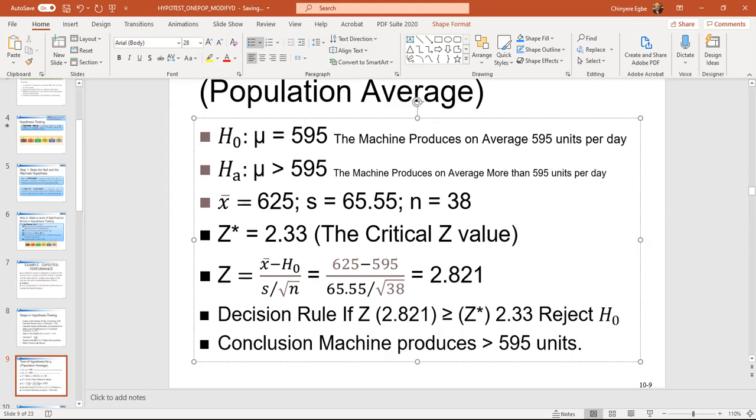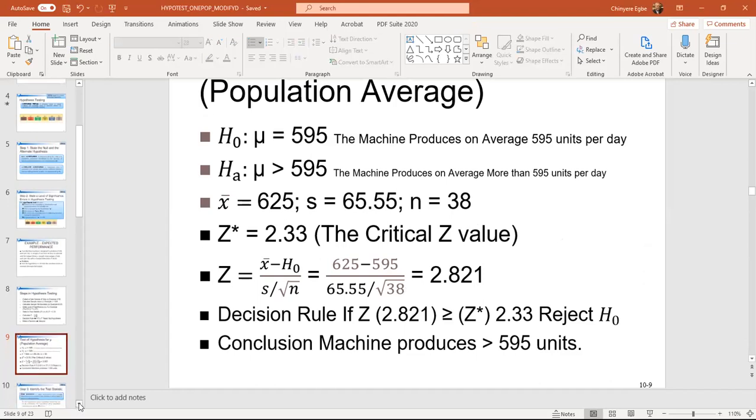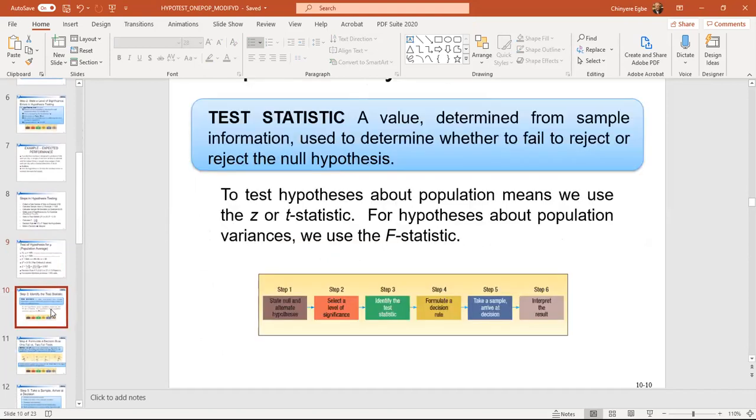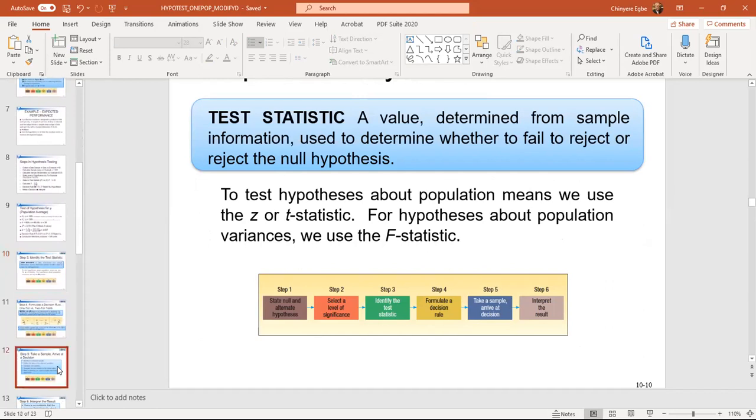But what has happened here is that you have been provided all the information. You have been provided the summary statistics. What if not? What if you were not provided the summary statistics? How would you proceed? All right, so we're going to look at an example where we are not provided the summary statistics.